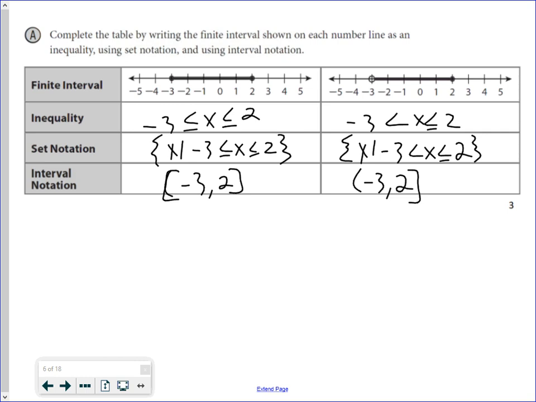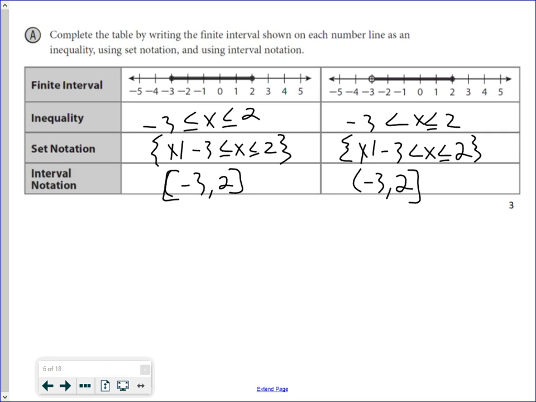For the second finite interval that we have, in this case, it's the same interval, but -3 is not part of the interval this time, because -3 is an open circle. So x will be strictly greater than -3, but less than or equal to 2. So our set notation will be the same thing, except we put the squiggly lines and the x and the such that.